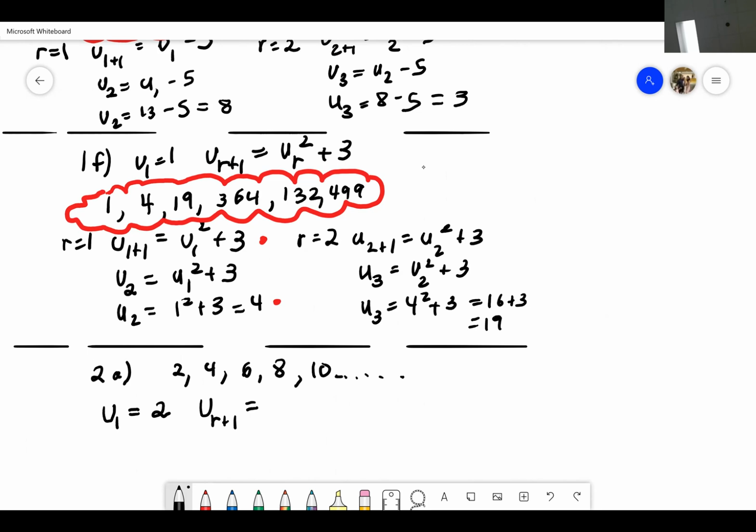u of r plus 1 should be u of r times what? Is it times 2? Well, let's see if it works. 2 times 2 is 4, but 4 times 2 is not 6. So what is it, multiply or is it plus? There you go.